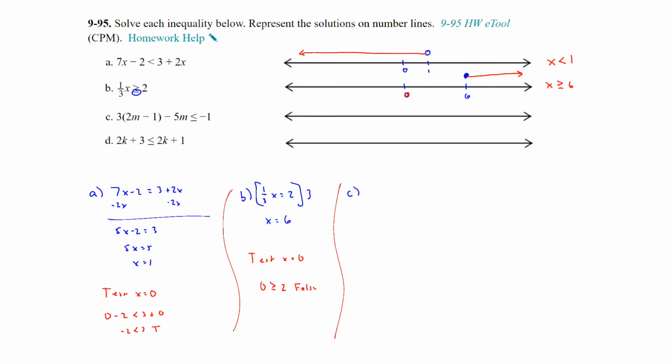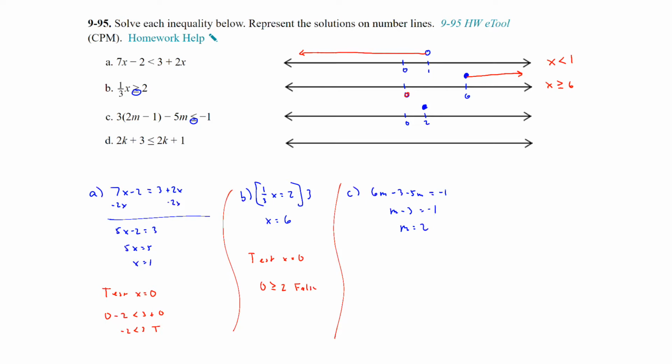On to C. I'm going to go ahead and distribute that 3, so that would be 6m minus 3 minus 5m is equal to, once again, change it to an equal to sign. Combine your like terms. 6m minus 5m is m, minus 3 is equal to negative 1, and then add 3. We get m is equal to 2. So 2 is our boundary point. This one is included because it does have the equal to sign on the inequality, so that will be part of your solution.